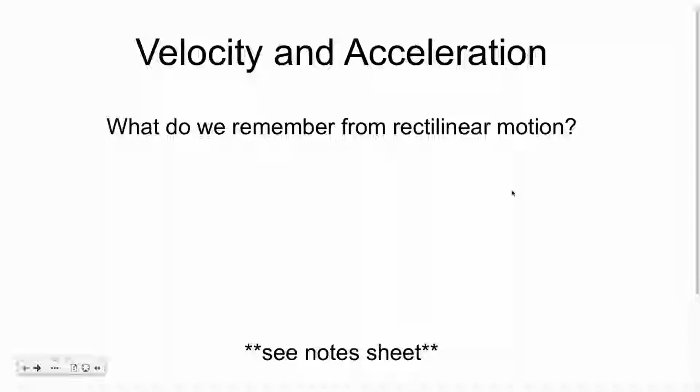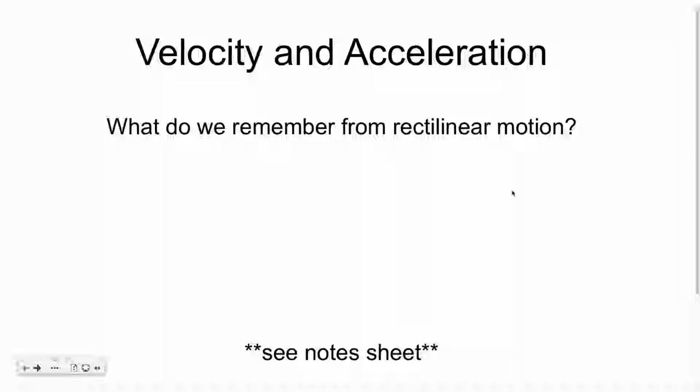So either an object is moving back and forth or an object is moving up and down. What do you remember? If we have position, how do we get velocity? If we have velocity, how do we get acceleration? If our velocity is negative, what does that mean about the particle? It's moving left. If our velocity is positive, right. If our position is negative, we are to the left of the starting point. If our position is positive, we are to the right of where we started.